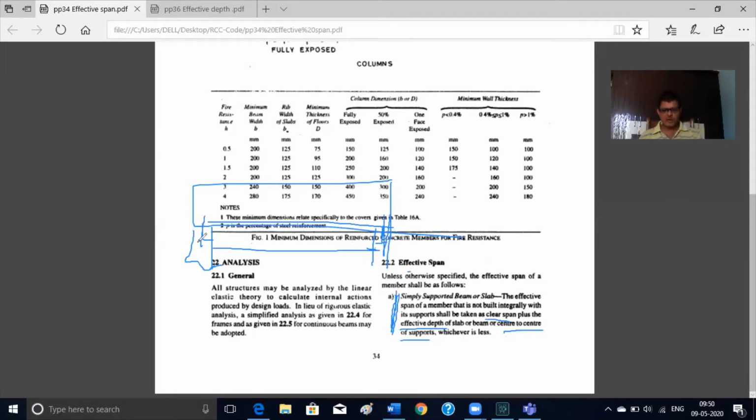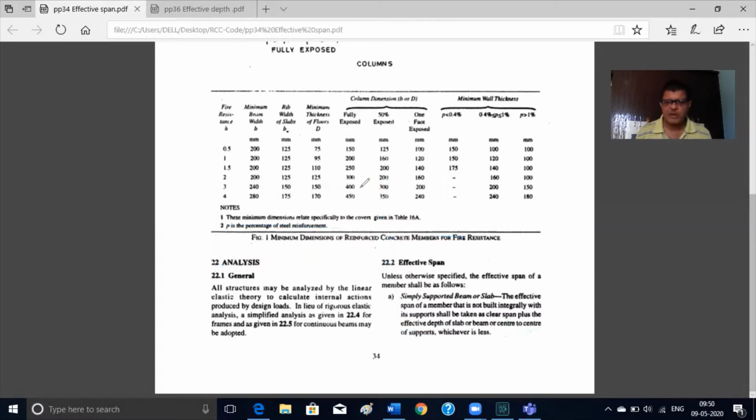So if the support thicknesses are the same on both sides, then it is clear span plus width of support, because half on this side, half on that side. If the widths of supports are different, suppose here 300 and here 250, so it will be 125 plus 150. If both are 300, then you have to take only 300. So you have to check and then find out. So this is regarding the effective span and effective depth for your drawings.